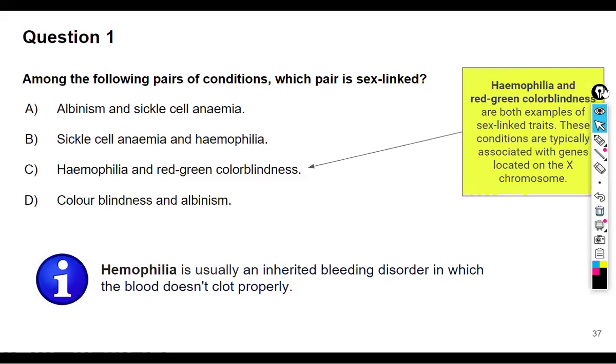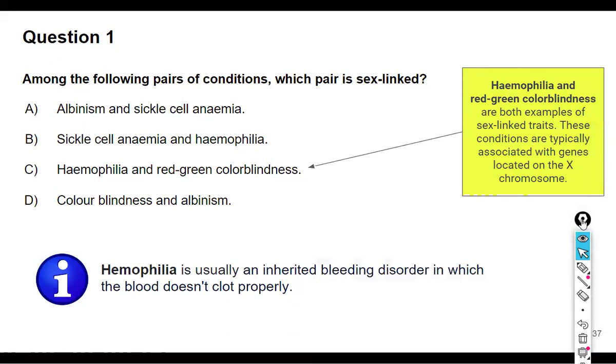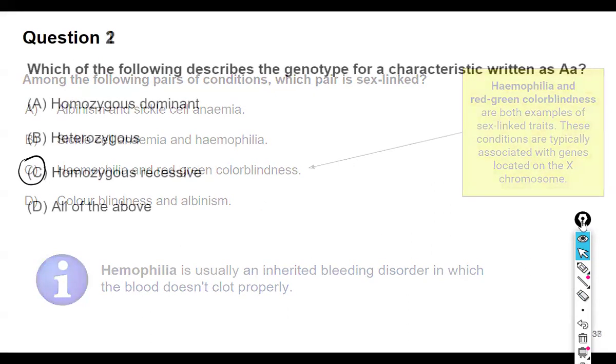And here is the explanation. Hemophilia and red-green color blindness are both examples of sex-linked traits. These conditions are typically associated with genes located on the X chromosome. In case you can't remember what hemophilia is, usually when you are bleeding, the bleeding stops because the blood clots. Some people have blood that does not clot properly, so whenever they get a cut, it bleeds for a very long time. So the answer for this one is C. Let's move on to the next one.